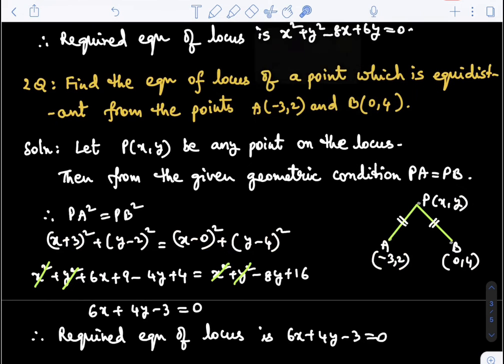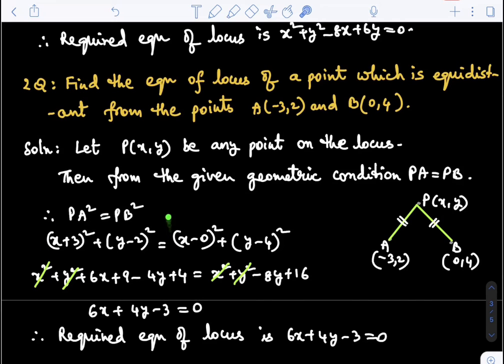This is the answer. Second question: find the equation of locus of a point which is equidistant from the points A and B. Here also we are finding the equation of locus. The first step is let P(x, y) be any point on the locus. The geometrical condition is PA is equal to PB. Equidistant means the distance from a point to two points is the same, so PA is equal to PB. This is a geometric condition.